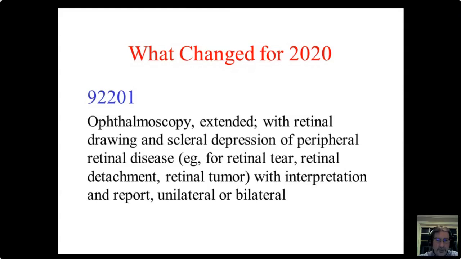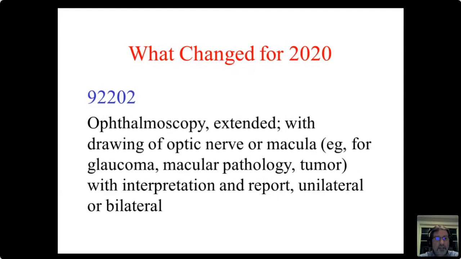And you notice that it also does say with scleral depression. So if you're using 92201, you have to document that you scleral depressed the lesion that you're looking for. For 92202, they have ophthalmoscopy extended with drawing of optic nerve or macula for glaucoma, macular pathology, tumor with interpretation and report, unilateral or bilateral. Unfortunately, they didn't put scleral depression on this one, because I'd like to see everyone try to scleral depress back in the macula or the nerve on patients. I think that would be pretty brutal.